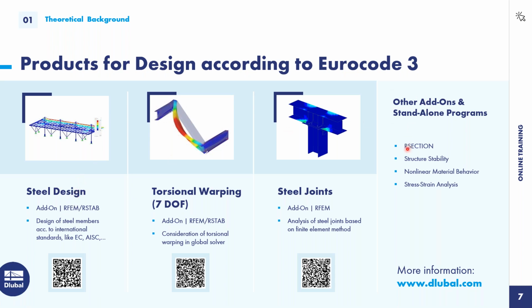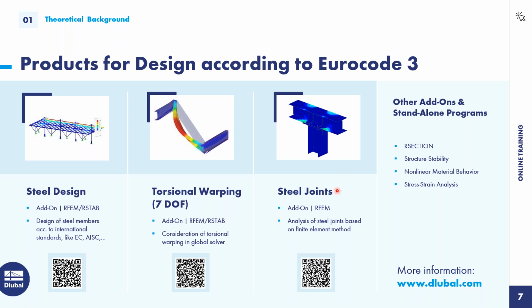You have already learned some other add-ons like Structure Stability and Nonlinear Material Behavior. On top of that, we also have another add-on, Torsional Warping. The Warping Torsion add-on considers 7 degrees of freedom and allows you to consider cross-section warping as an additional degree of freedom when calculating members in RFEM or in RSTAB. So stability problems such as torsional buckling and lateral-torsional buckling can be considered by giving you these eigenvalues and also these buckling shapes.